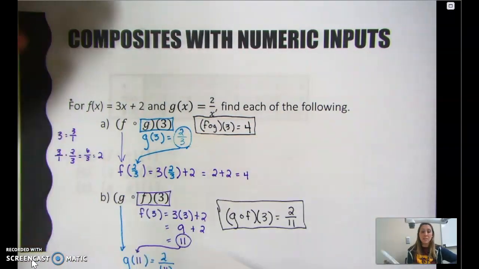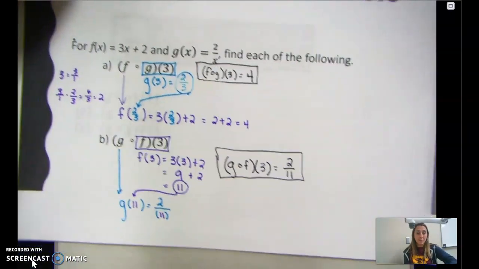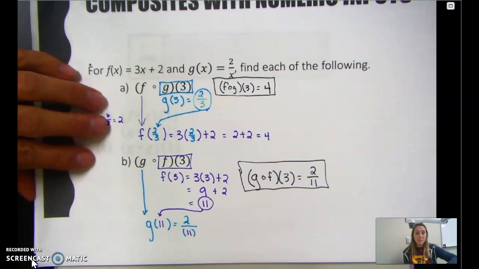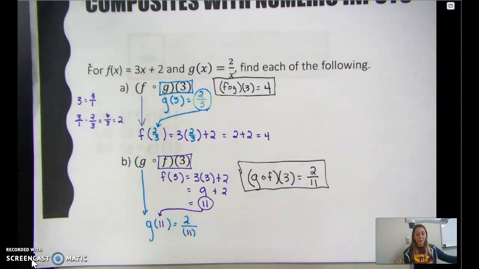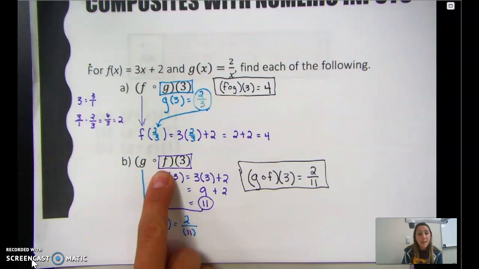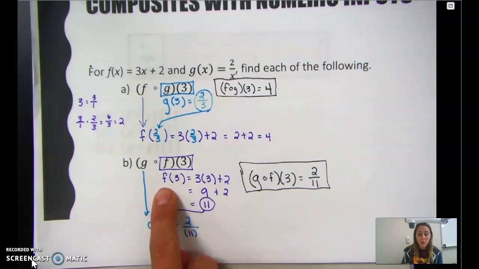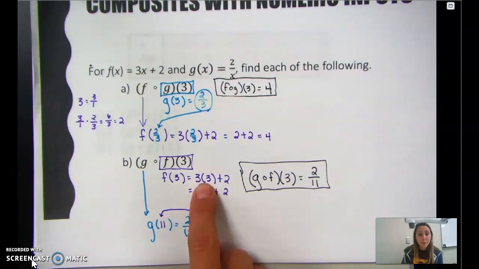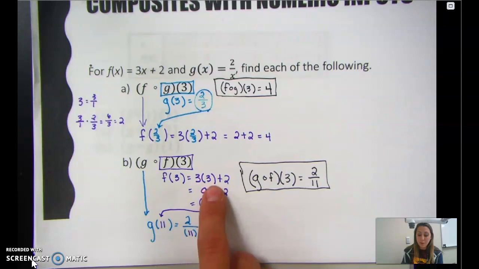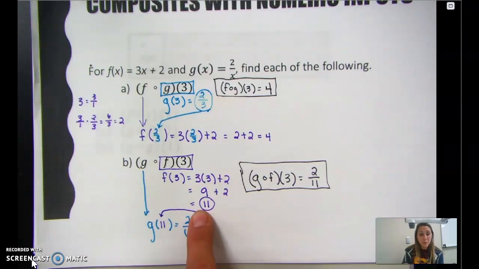And then I'm going to do the same thing right here. So g of f of 3. So now I'm going to take care of the f function first. So I'm going to find f of 3. So f of 3, everywhere I see an x, I replace it with a 3. So 3 times 3 plus 2. Well, 3 times 3 is 9, plus 2 is equal to 11.